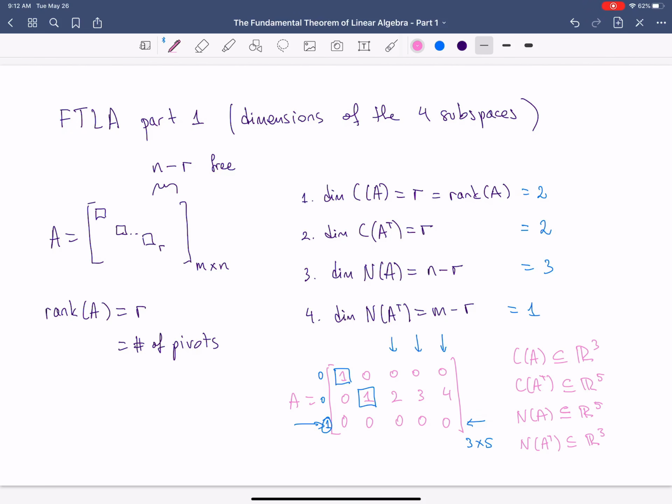All right, next video with a complete example for a matrix, matrix A, we will reduce it all the way, determine a basis for all of these subspaces, and redo the exercise of finding the dimensions.